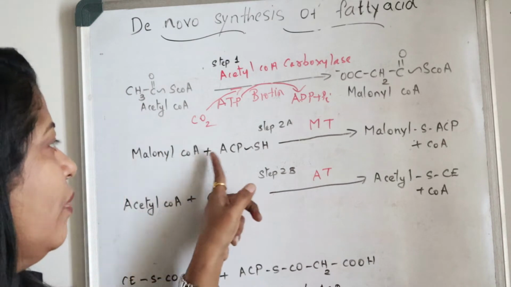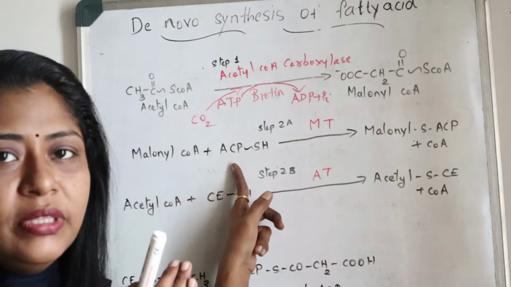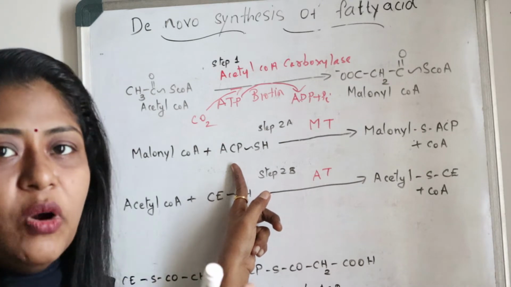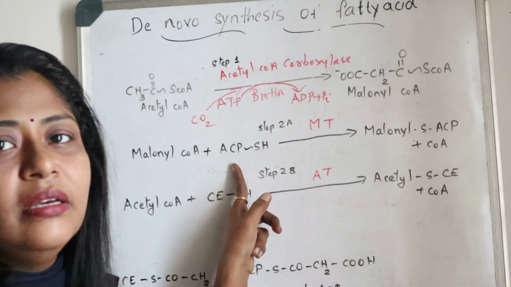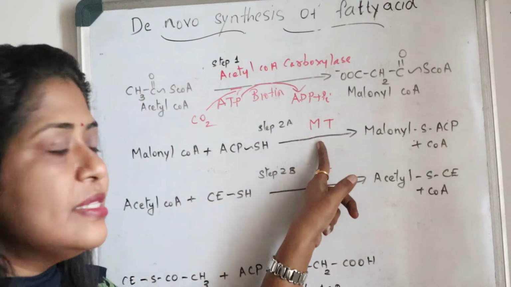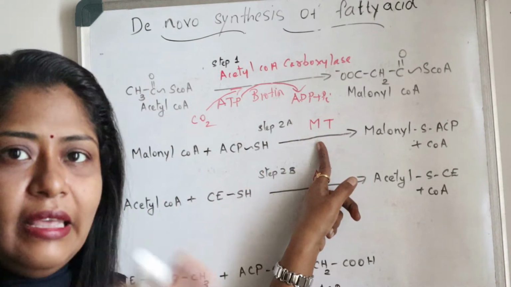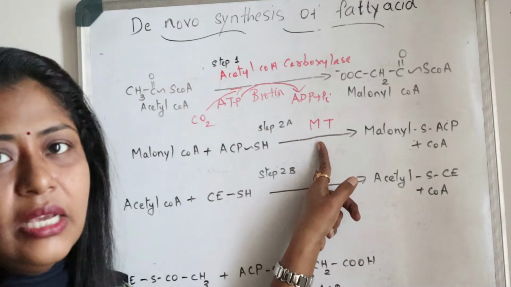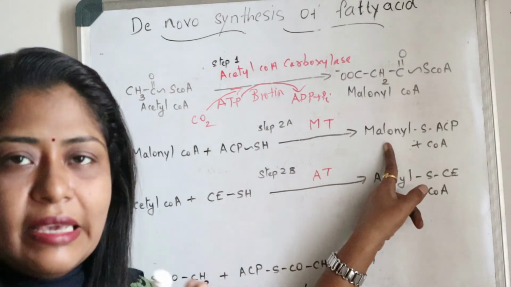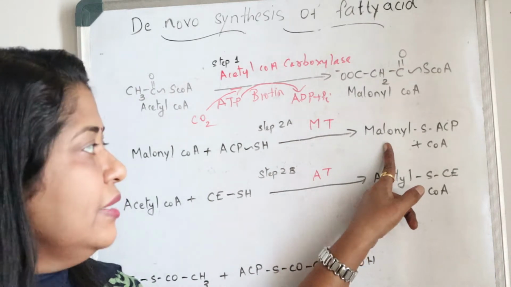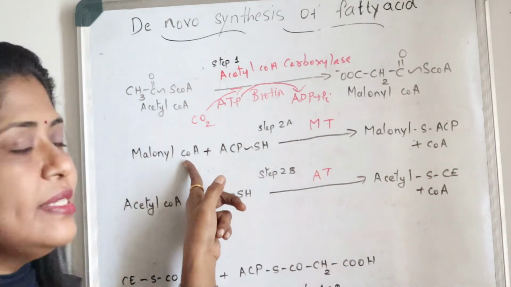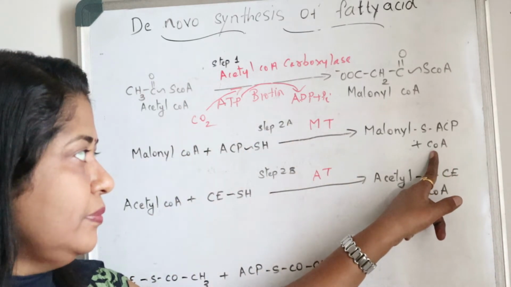So malonyl coenzyme A joins to the acyl carrier protein of one of the monomers of the fatty acid synthase complex, catalyzed by the enzyme malonyl transacylase that is present in the enzyme complex itself, producing malonyl-S-ACP. And there comes the release of coenzyme A. This coenzyme A is released here.